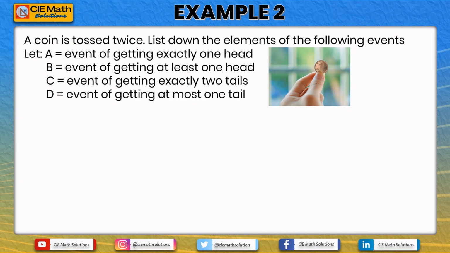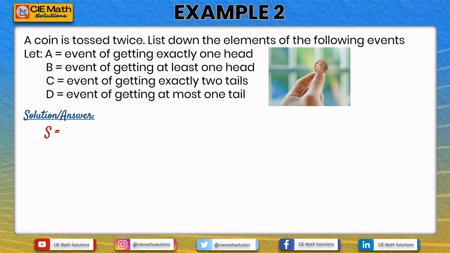Let's go to example 2. It's a continuation of example 1. A coin is tossed twice. List down the elements of the following events. Event A is the event of getting exactly 1 head. B, event of getting at least 1 head. C, event of getting exactly 2 tails. D, event of getting at most 1 tail.